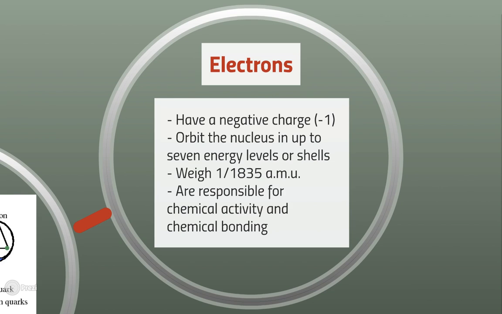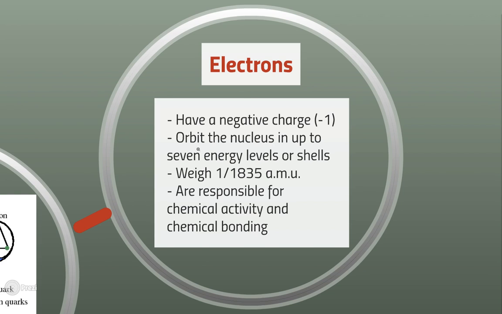Okay, this is our last slide for today. Electrons. Electrons are negative. They have a charge of -1. It's a -1 electrostatic charge. And that's kind of what holds the electrons near the nucleus, that difference in attraction between the negative electron and the positive nucleus.